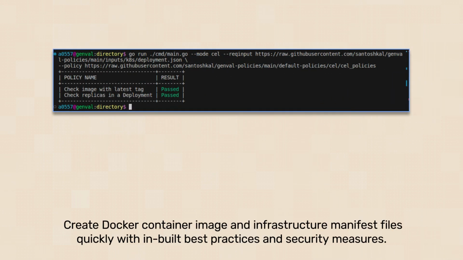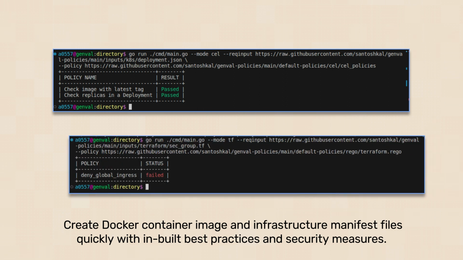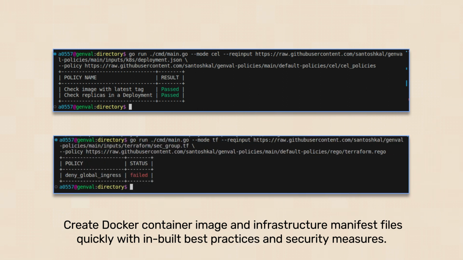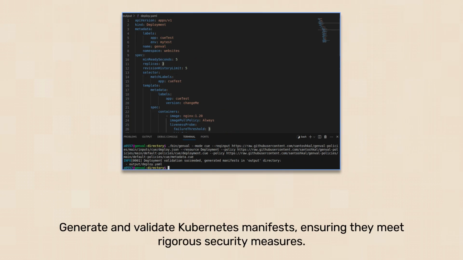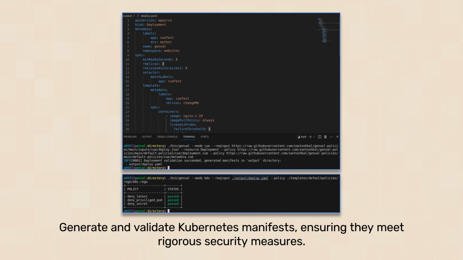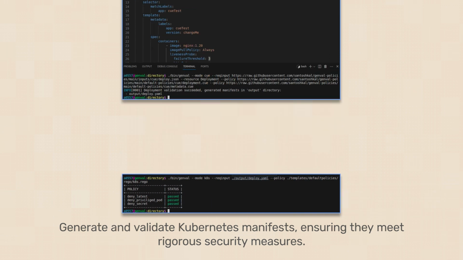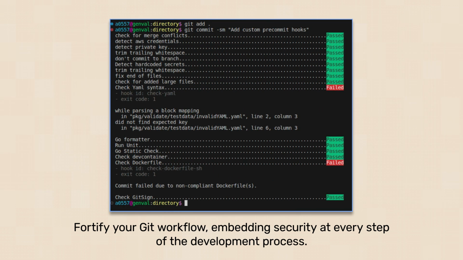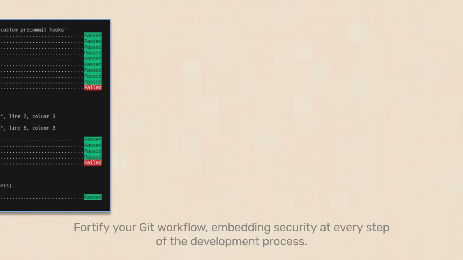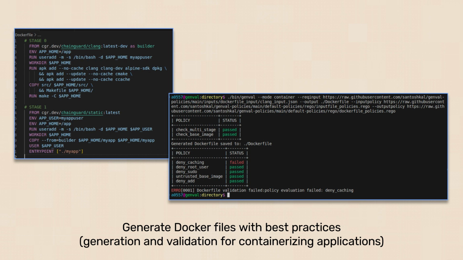See GenVal in action, seamlessly integrating best practices and security measures for the quick creation of Docker container image and infrastructure manifest files. Generate and validate Kubernetes manifests, ensuring they meet rigorous security measures. Fortify your Git workflow, embedding security at every step of the development process. Watch the generation and validation process for containerizing the applications as GenVal creates a Dockerfile with best practices.